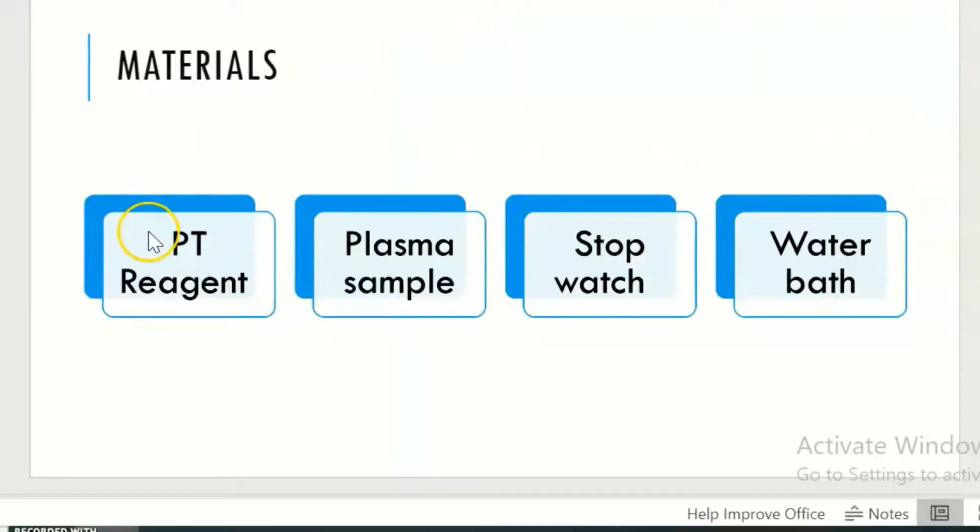Materials: PT reagent that contains thromboplastin and calcium ions, plasma sample that is of the patient, a stopwatch to measure the time of the clot, and a water bath.